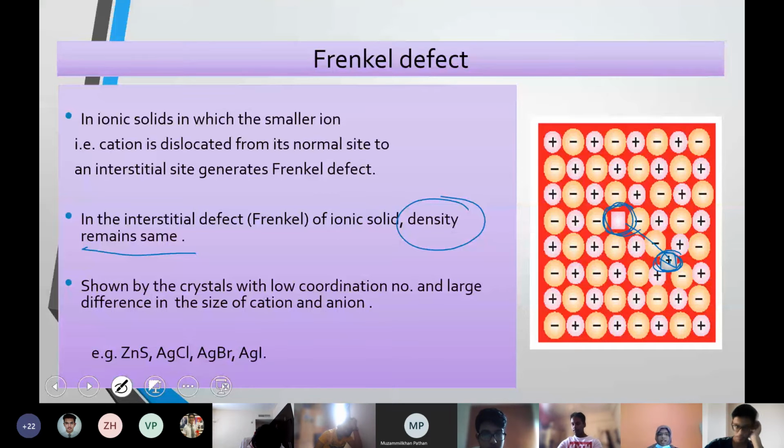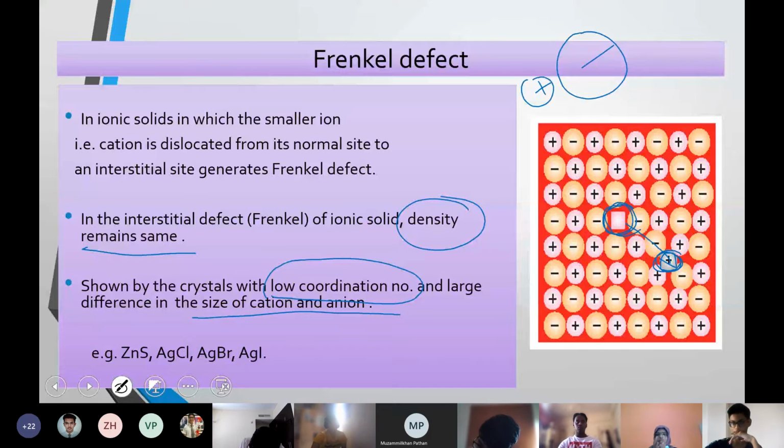Okay. So that is what the Frenkel defect is, where the original position of a cation is dislocated and this cation is now occupying the interstitial site. So here no change in the density, no change in the electrical neutrality, and it is shown by crystals with low coordination number and a large difference in the size of cation and anion. Cation is so small and anion is bigger. So such a crystal, where there is a large difference in the size of the cation and anion, shows Frenkel defect.